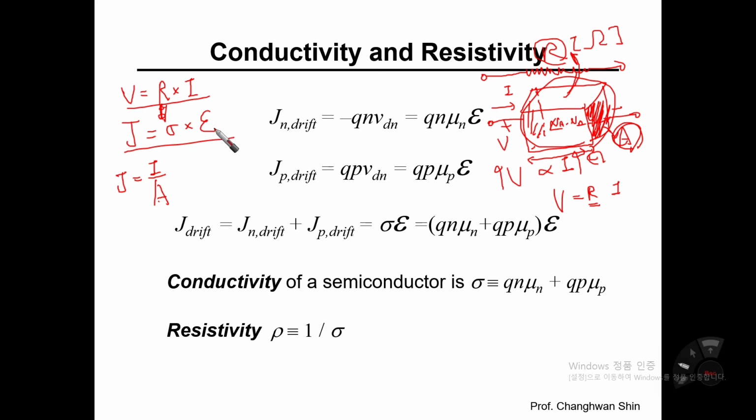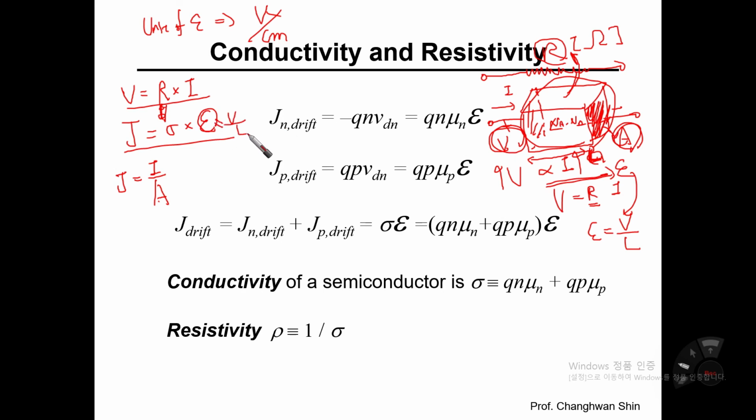Okay, and what about the electric field? You know the unit of electric field, what is it? Volt per centimeter. So how much voltage difference is applied per unit length? But in this sample, it has its own length of L, and the voltage difference is V. So in this case, the electric field applied from left to right is defined as voltage difference V divided by L. Okay, so here E is defined as V over L.